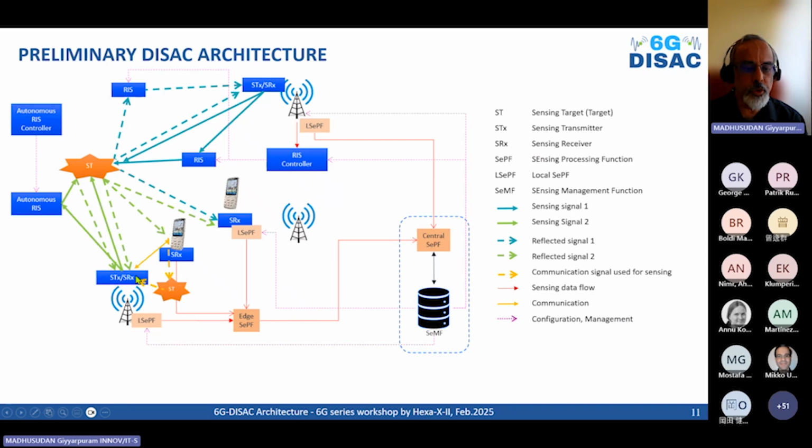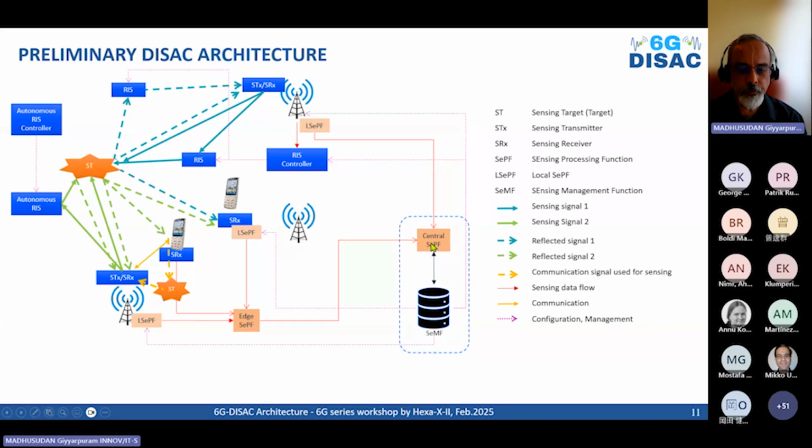So there are the sensing nodes, the STX and SRX, the RIS modules, the autonomous RIS controller, or the reconfigurable RIS controller, which I talked about a little bit, and the sensing could happen either in the core, which is on the right, in the middle, or towards the bottom. The SEMF, that's the sensing management function, and the sensing processing function. The sensing processing function is where the fusion occurs.